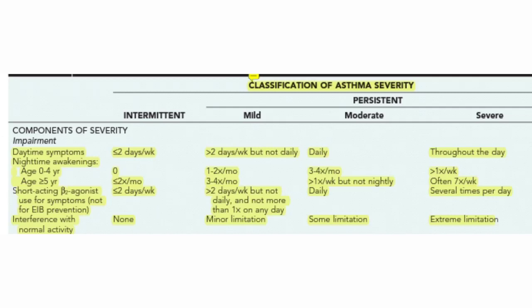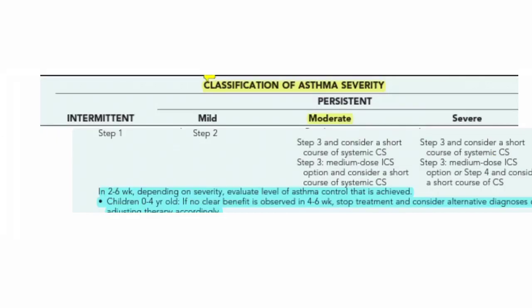So how are you going to start treatment after classifying the asthma severity? In intermittent asthma, you will go for step 1, that is SABA. In persistent asthma, that is mild, you will go for step 2, that is low dose inhaled corticosteroid along with the SABA. In moderate persistent and severe persistent, in both you will go for step 3, that is SABA plus medium dose inhaled corticosteroids along with a short course of oral corticosteroid.